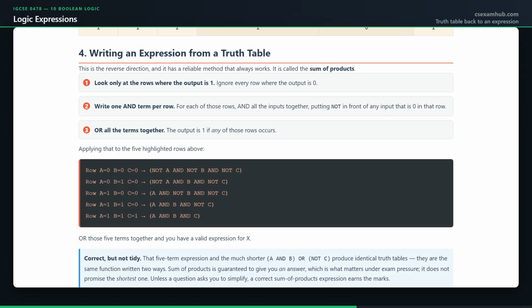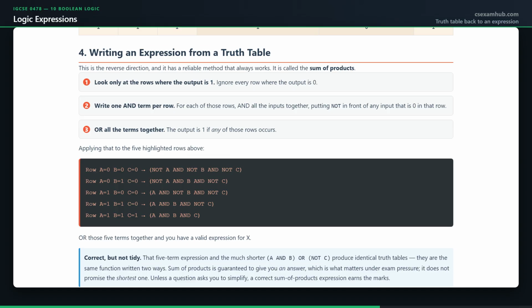Now, that is a mouthful, and the obvious question is why it does not look like the short expression we started with. Both are correct. They produce identical truth tables. They are the same function written 2 ways. Sum of products guarantees you an answer, which is what matters under exam pressure. It does not promise the shortest one. Unless the question asks you to simplify, a correct sum of products expression earns the marks.